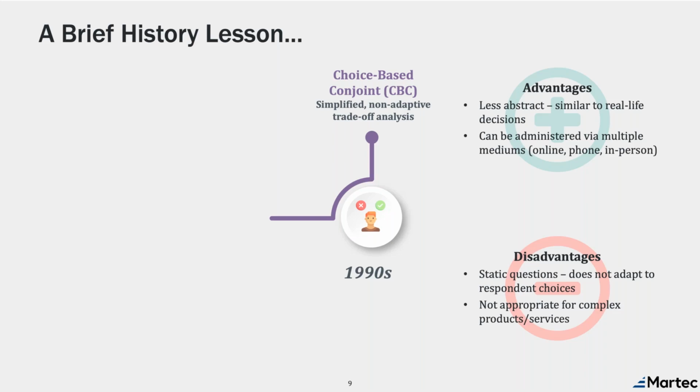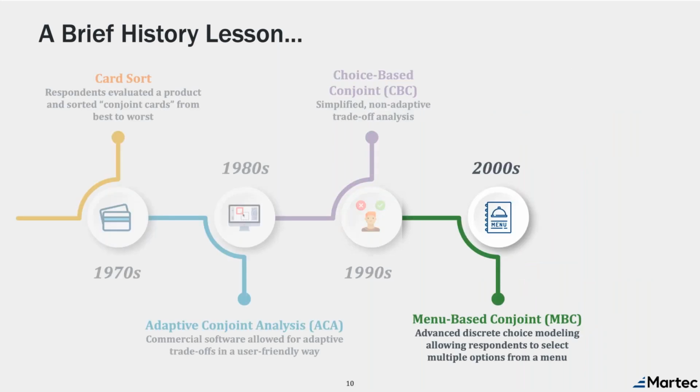The disadvantages: it doesn't adapt to respondent choices, so you have very static questions, which makes it less appropriate for complex products and services. Then in the 2000s, a new type of conjoint was developed called Menu-Based Conjoint.